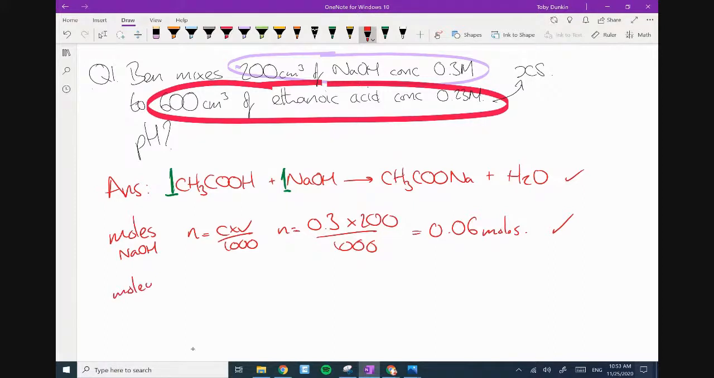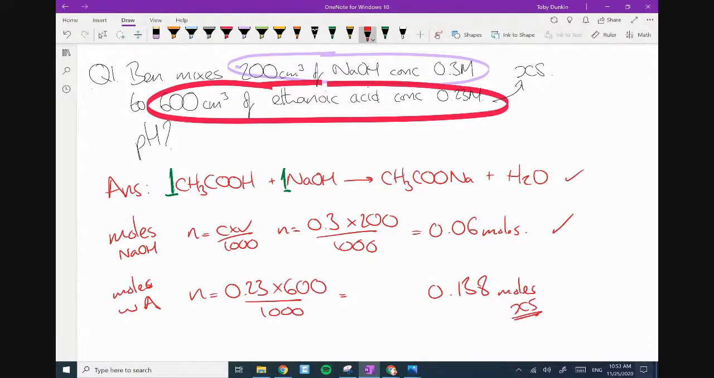Next, moles of weak acid. I've already written down the equation there, so I'm not going to repeat that. Number of moles equals concentration, 0.23, times a volume of 600, all over 1,000. Numbers: 0.23 multiplied by 600 divided by 1,000, and I get moles of 0.138. So we realize that it is definitely in excess.